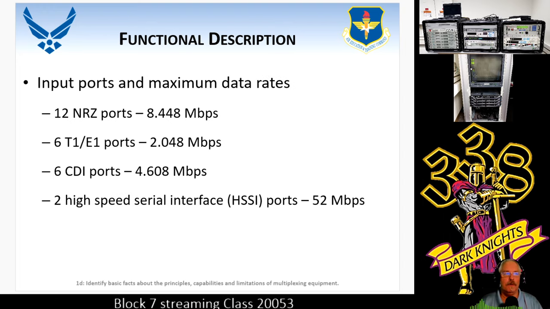We have input ports. You got 12 NRZ ports at 8.448 megabits per second. You got 6 T1E1. Hey, there you go. North American versus European at 2.048 megabits per second. You got 6 CDI ports at 4608 meg and the 2 high-speed serial interface ports at 52 meg. All of them do have caveats to it.